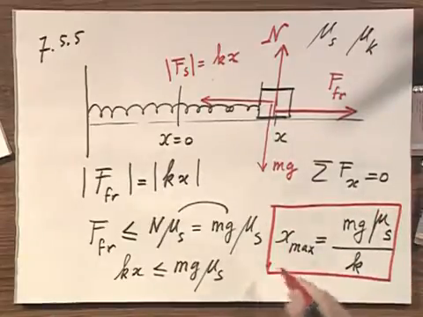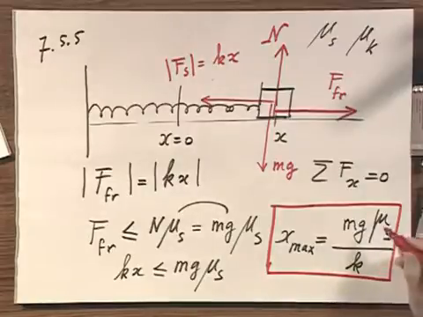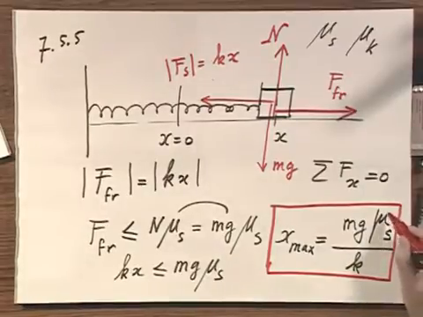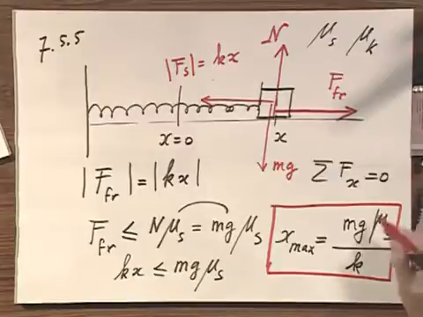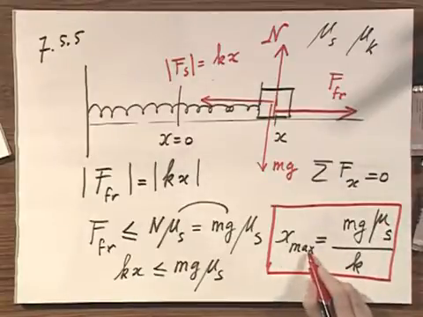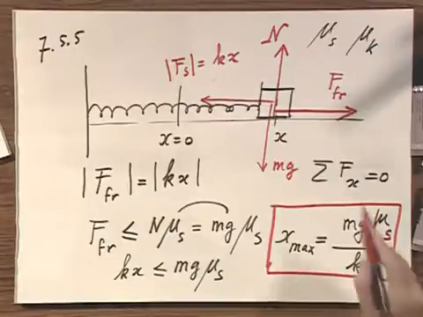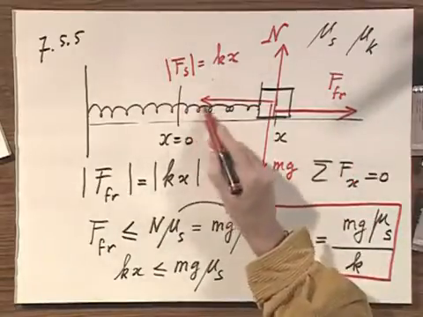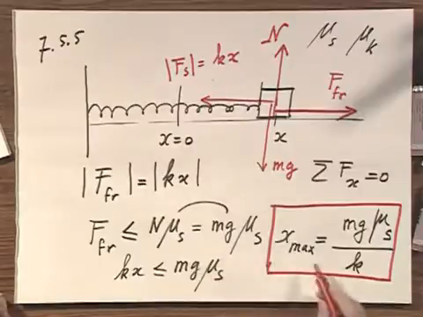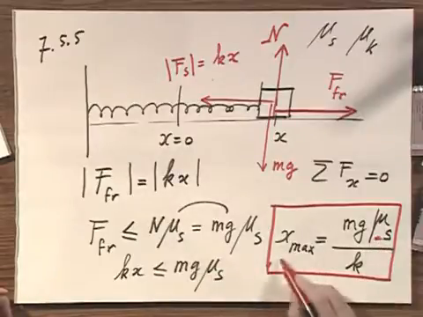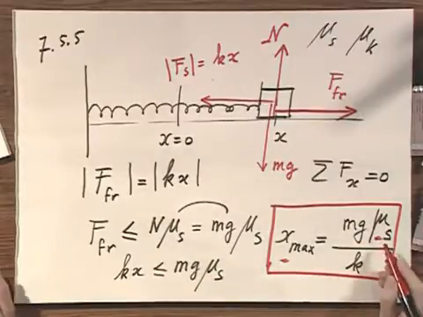And let's look at this result and see whether we can understand this qualitatively. The first thing is that if mu s were 0, notice that x maximum equals 0. That's immediately obvious. If there were no friction at all, there's no way you could move it to any distance, it starts to slide immediately. So the fact that it is linear with mu s is quite pleasing.